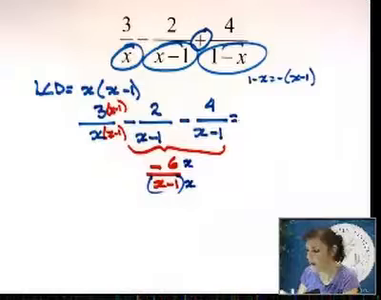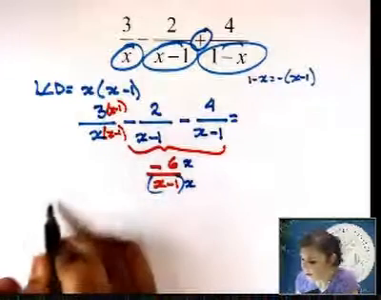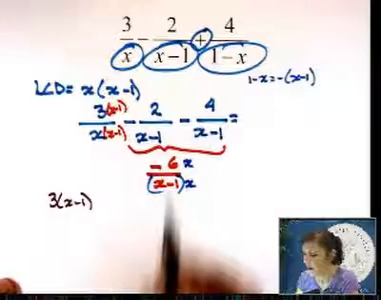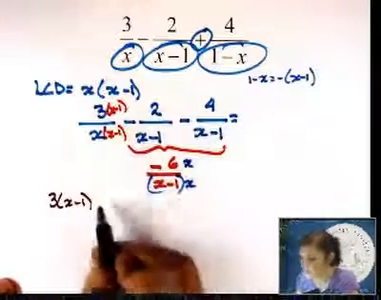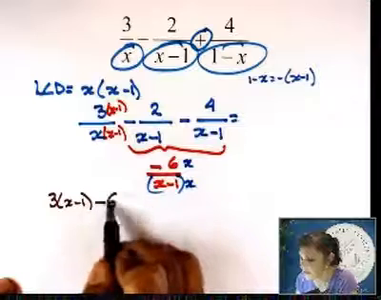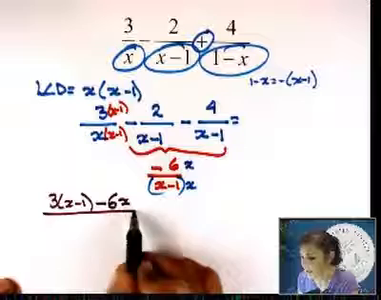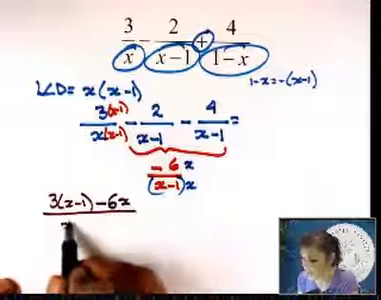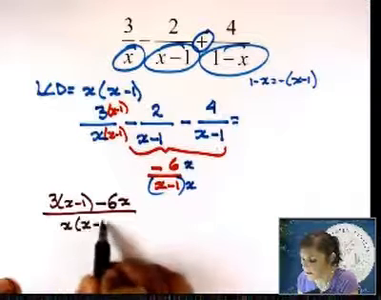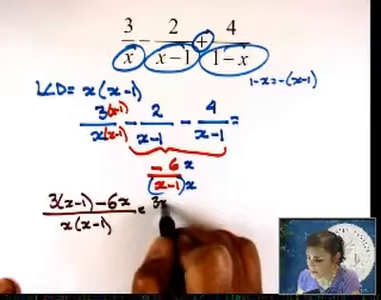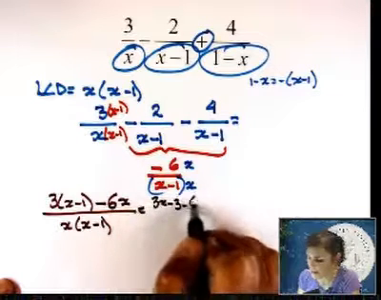So let's write this up. What do I have? I have a 3 times x minus 1. Negative 2, negative 4, so that's negative 6. And remember, I put the x's in here. And at the bottom, I have x times x minus 1. I have to work the top: 3x minus 3 minus 6x.